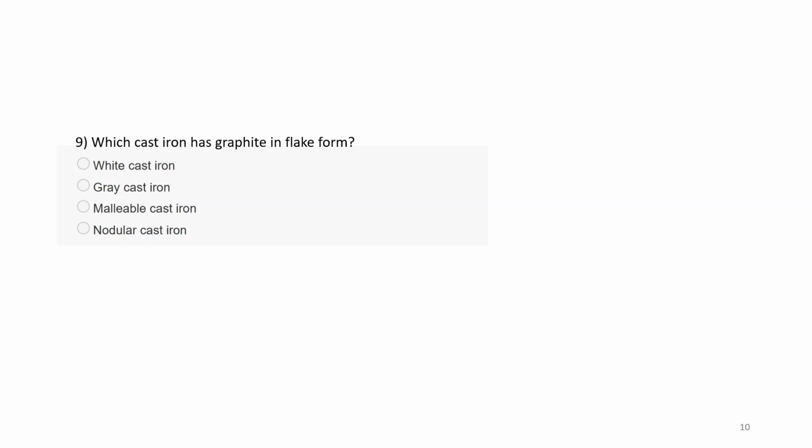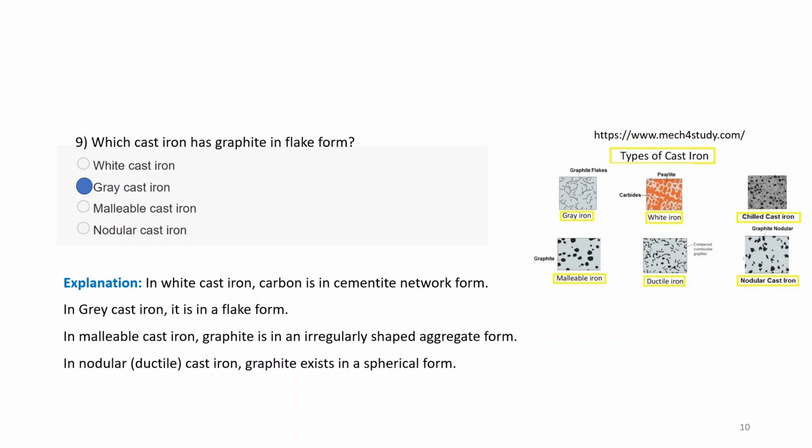Which cast iron has graphite in flake form? White cast iron, it will be in cementite form. Gray cast iron, it will be in flake form. In malleable cast iron, it will be irregular shape. In nodular, it will be a spherical type of structure.